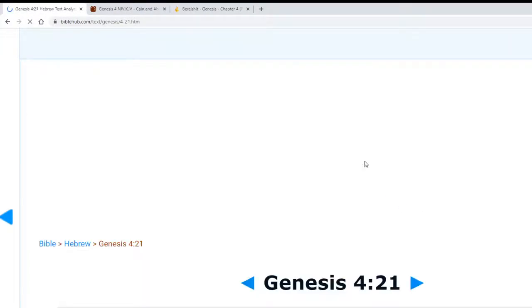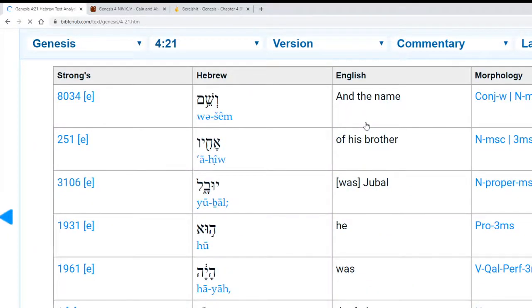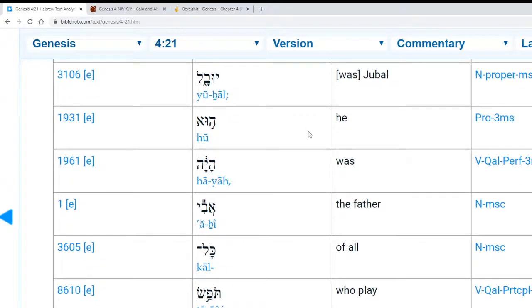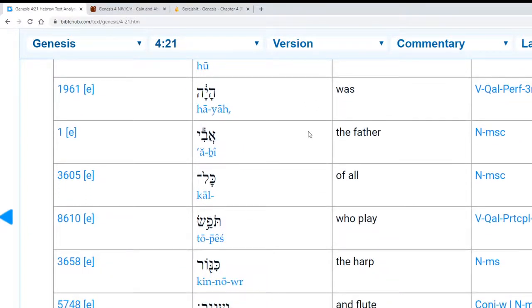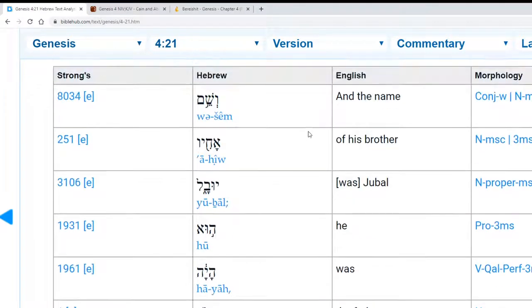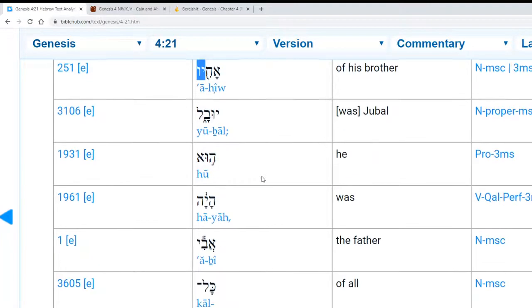Verse 21. Veshem achiv Yuval hu haya avi kol tofes kinor ve'ugav. Ooh, interesting. Conjunctive vav, shem, name, we've had many times. Achiv, ach means brother. The yud vav there says his. And the name of his brother was Yuval, which is actually a very popular Hebrew name nowadays.